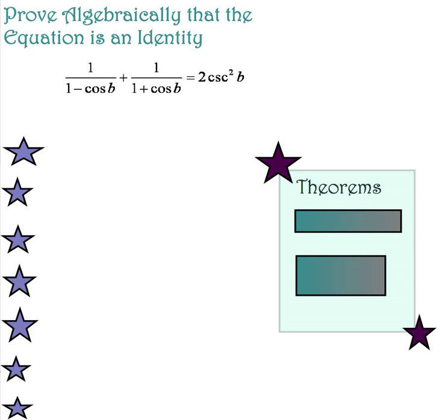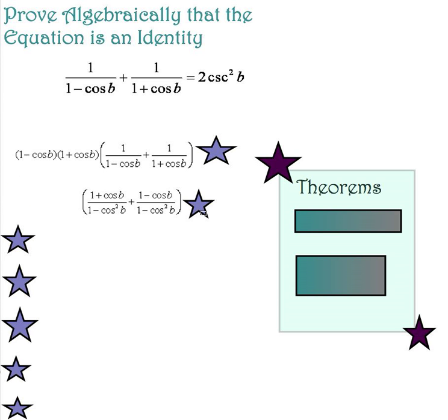Step-by-step solution. First, decide which side to work with. In this case, the left side is more complicated, so we will start to transform the left side. To begin to simplify the fractions, multiply the left side by the common denominator of 1 minus cosine b times 1 plus cosine b. This creates a common denominator of 1 minus cosine squared b. Notice that the numerator of each fraction is the conjugate of the denominator from the original expression.